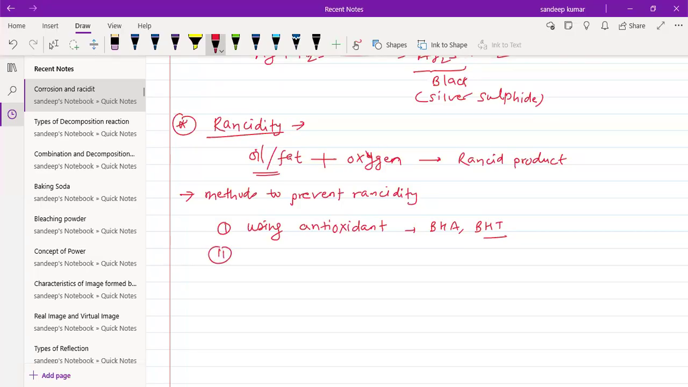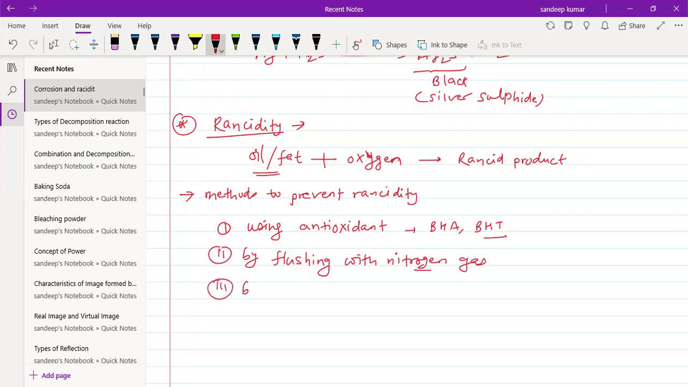Second one is by flushing with nitrogen gas. Especially we are using it in chips packets. In the presence of nitrogen, oxidation cannot take place, so we can prevent the phenomenon of rancidity.